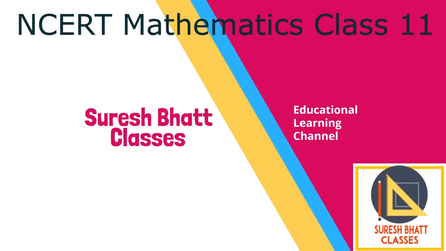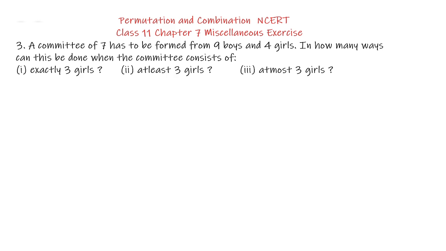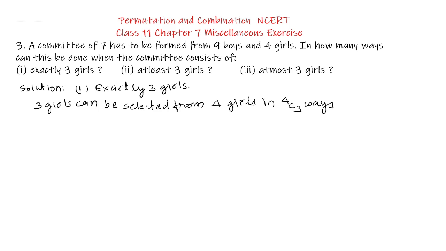We are going to solve permutation and combination NCERT class 11th chapter 7 miscellaneous exercise question number 3. A committee of 7 has to be formed from 9 boys and 4 girls. In how many ways can this be done when the committee consists of part 1 exactly 3 girls, part 2 at least 3 girls, part 3 at most 3 girls. Solution part 1 exactly 3 girls.